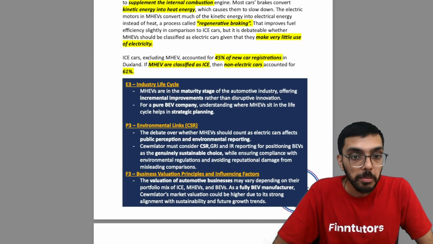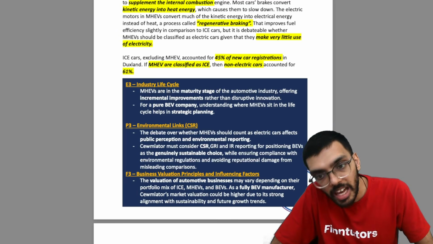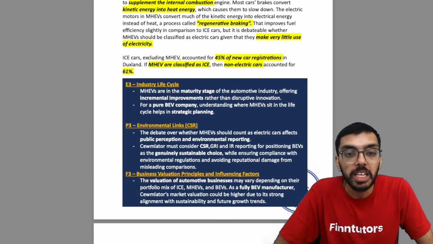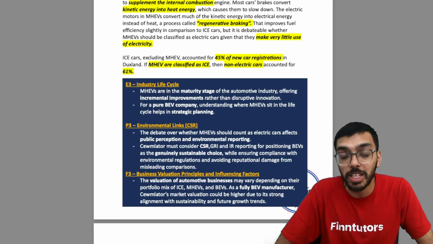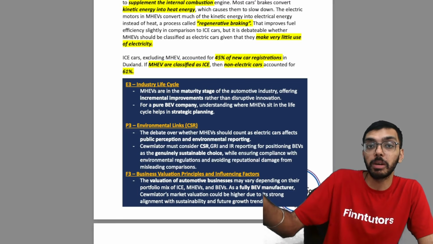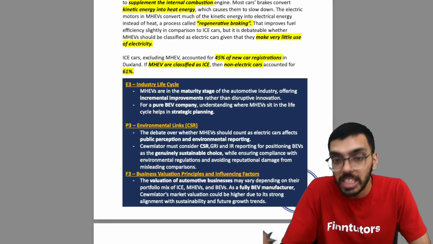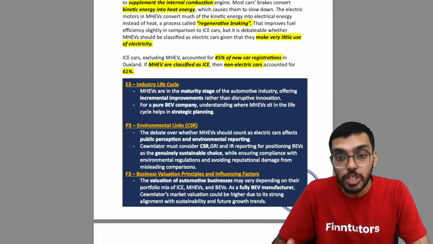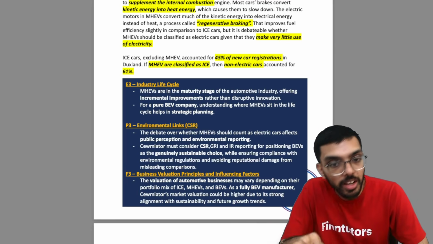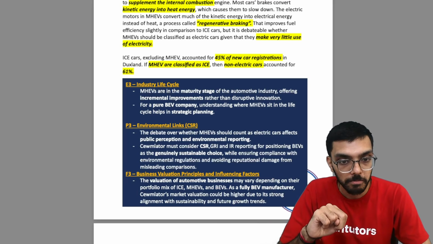So Cewmlator must consider CSR, GRI and IR reporting for positioning BEVs as the genuinely sustainable choice. Because remember, there are other options available in the market, but the genuinely sustainable choice is the BEVs, and you can promote the market by having strong CSR, GRI and IR reporting. This is from your P3 syllabus.